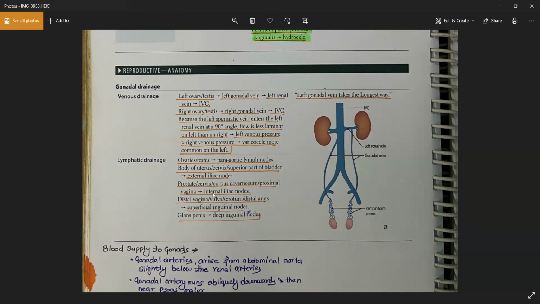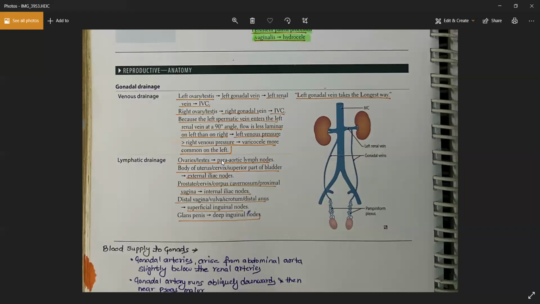Then you have deeper structures like the body of the uterus, the upper part of the cervix, and the superior part of the bladder. They will always go into the external iliac lymph nodes. Like I told you, go from superficial to deep structures: you will have the superficial inguinal lymph nodes to the external iliac lymph nodes. And finally, you have the para-aortic lymph nodes, where the upper part of the uterus, the dome of the uterus, ovaries, testes, and kidneys drain, okay?